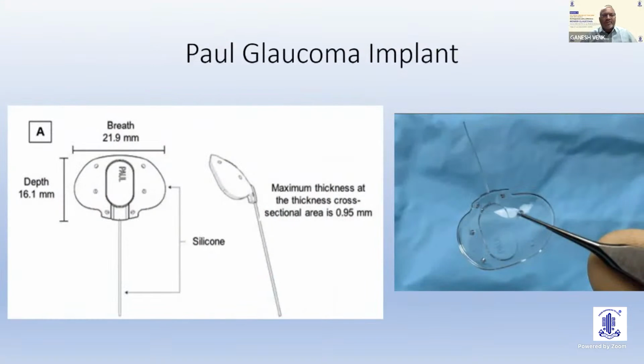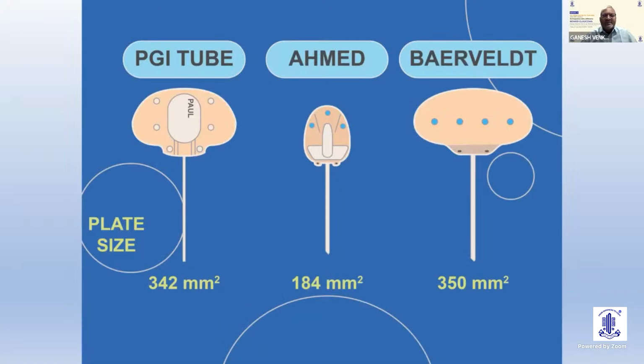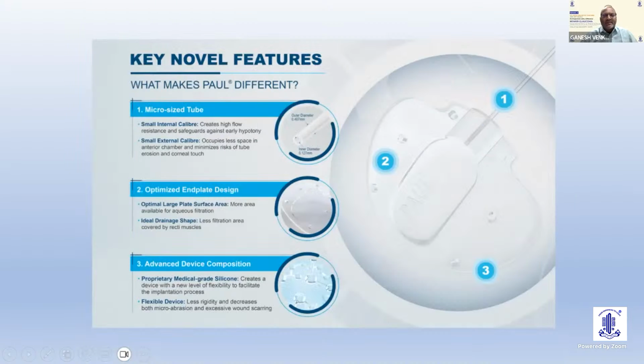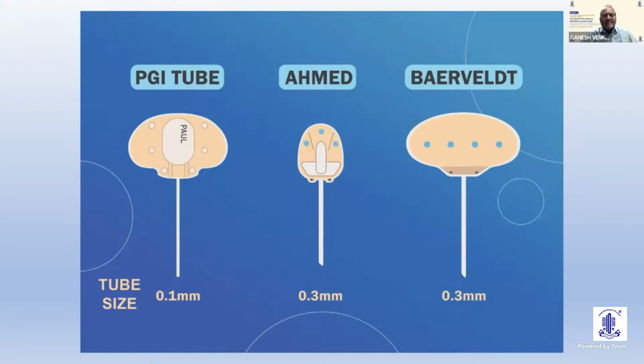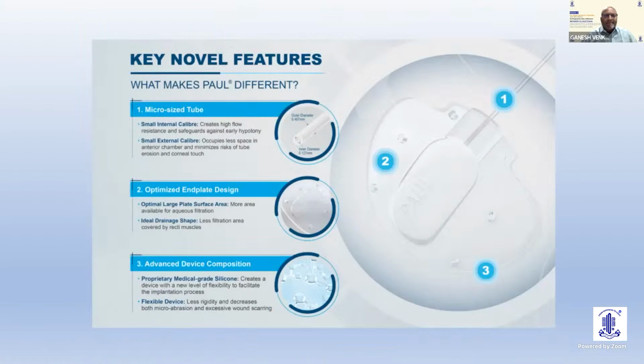And coming to the Paul glaucoma implant, you can see that it's a very small device, very nicely finished. Compared to the Baerveldt, it is smaller, but compared to the Ahmed, it is slightly larger. And the main advantage of the Paul glaucoma implant is the tip. If you look at the tube size, it's 0.1 mm, whereas the Ahmed and the Baerveldt have 0.3. Even the Ahmed ClearPath has 0.3. So the chances of overfiltration are very, very less. So the tube is very micro-sized.